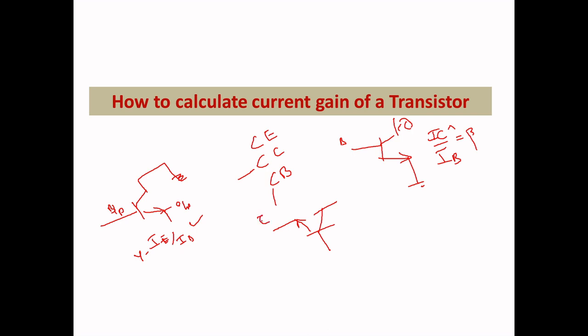and for common base, the input will be the emitter and the output will be the collector. So it is IC by IE. So here alpha is your technical parameter. Today we are going to see how to calculate the current gain for the common emitter configuration with the graph from the LTspice. I will explain it theoretically as well as in the LTspice software.